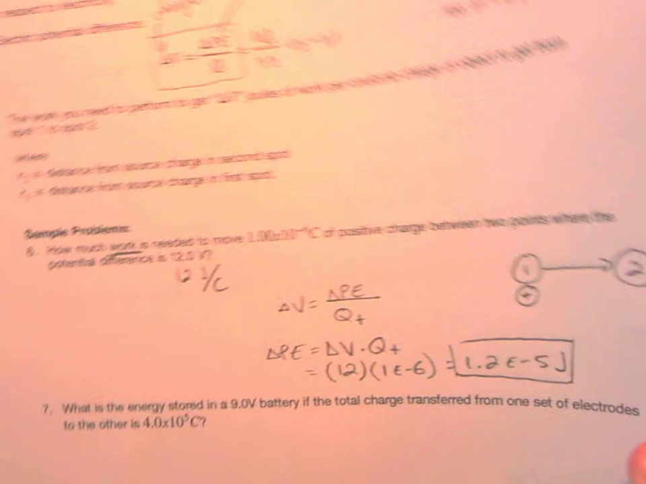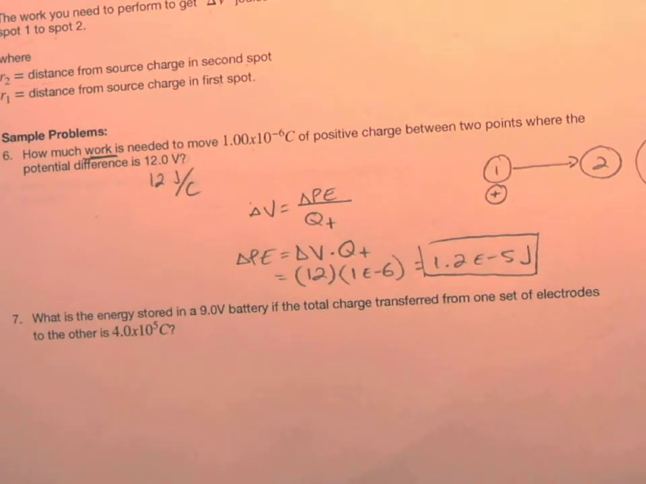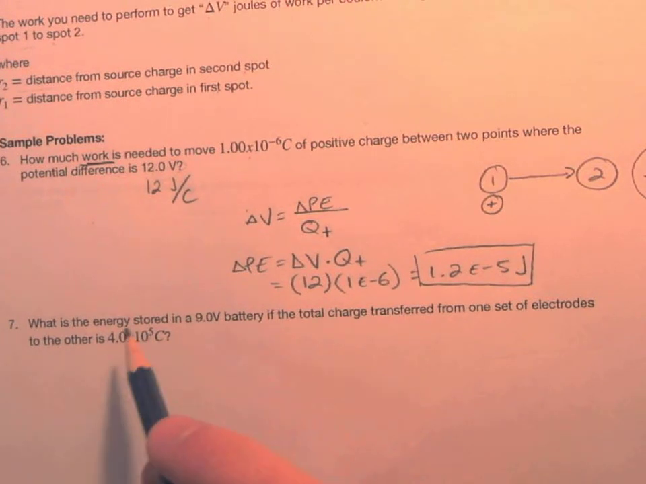All right, very abstract concepts. What is the energy stored in a 9-volt battery if the total charge transferred from one set of electrodes to the other is 4e5 coulombs, which is a huge amount of coulombs? Normally we deal with negative exponents. This is not negative, so it's a huge amount of coulombs.